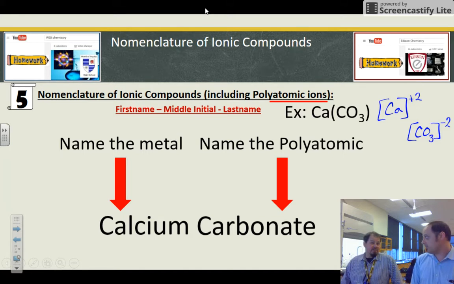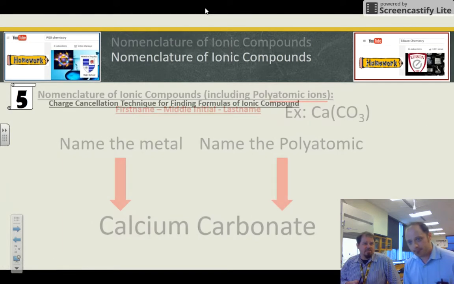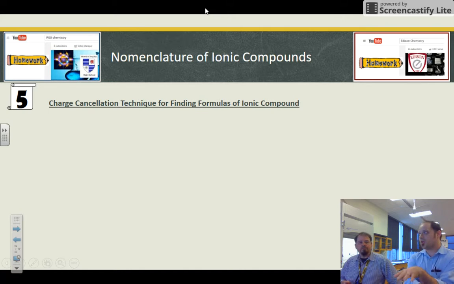Those parentheses really help give you a clue, and they're actually not needed if there's only one CO3. So sometimes they'll be there while we're getting good at them. You've got to get good at recognizing the polyatomics on the table, for sure. So now, the charge cancellation technique.